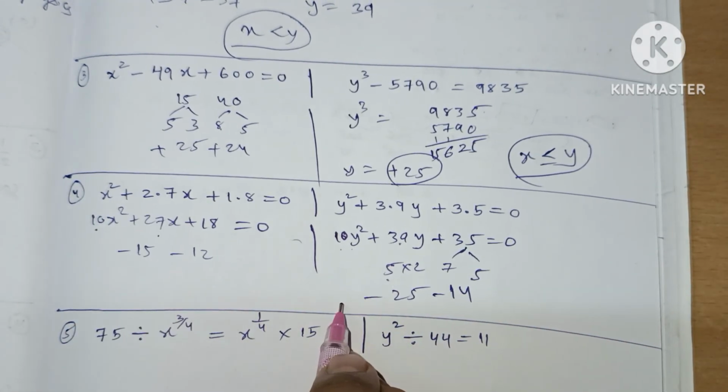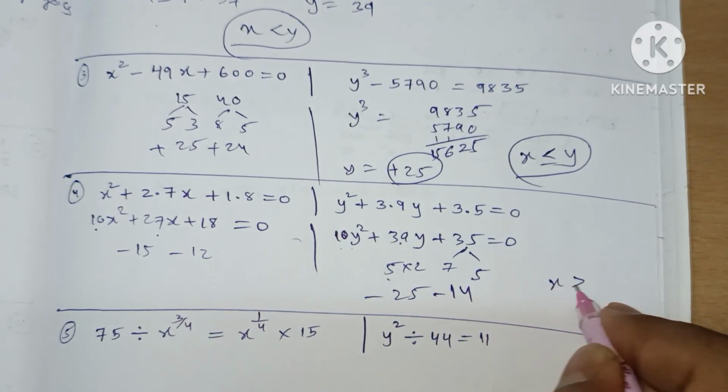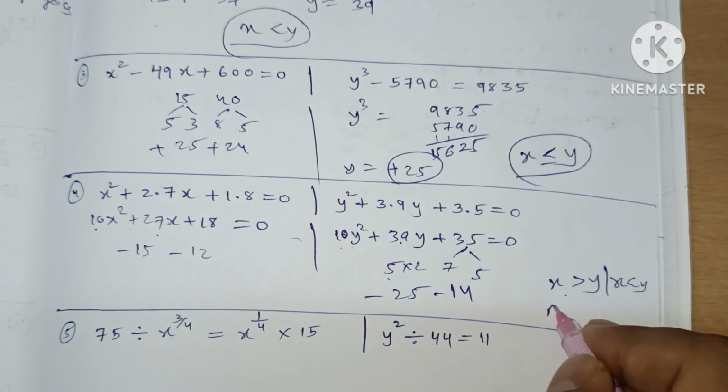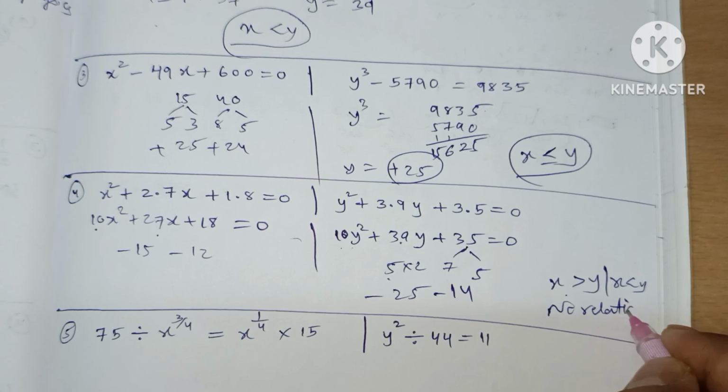Now by comparing these two, it is clear that x is greater than y and x is lesser than y. So no relation can be established between them.